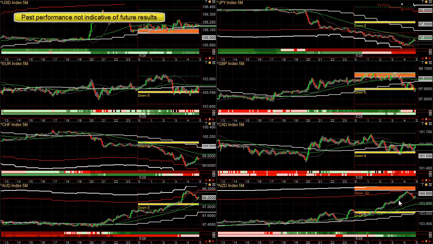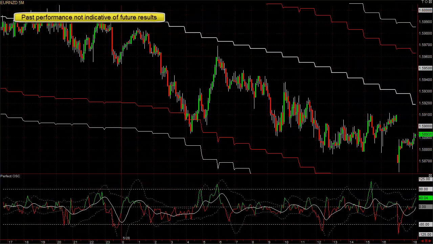Now you can see the New Zealand had a pullback. It was trending up all day and it pulled back and hit its lower band. So when the Swiss is at its upper band and it's trending down, and the New Zealand's at its lower band and trending up, what a great place at 5 a.m. to buy the New Zealand Swiss.